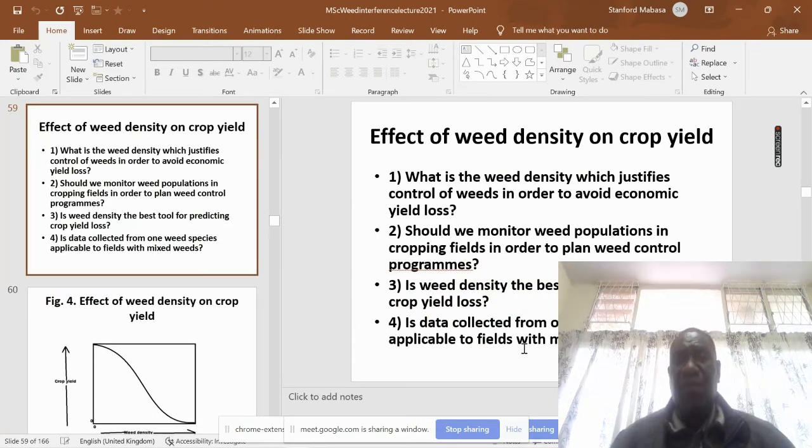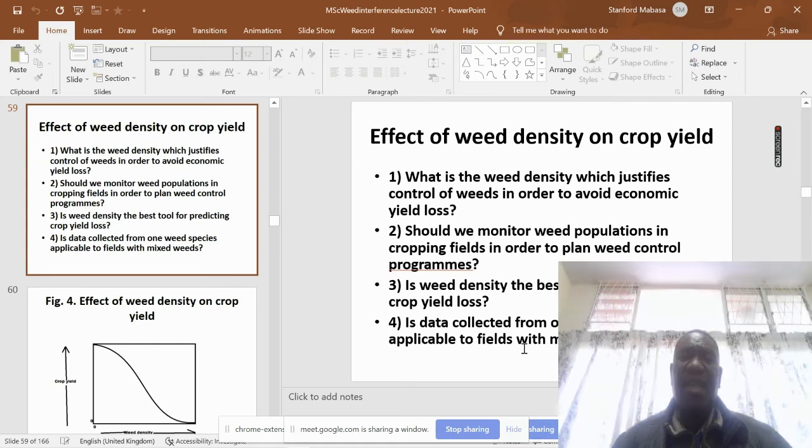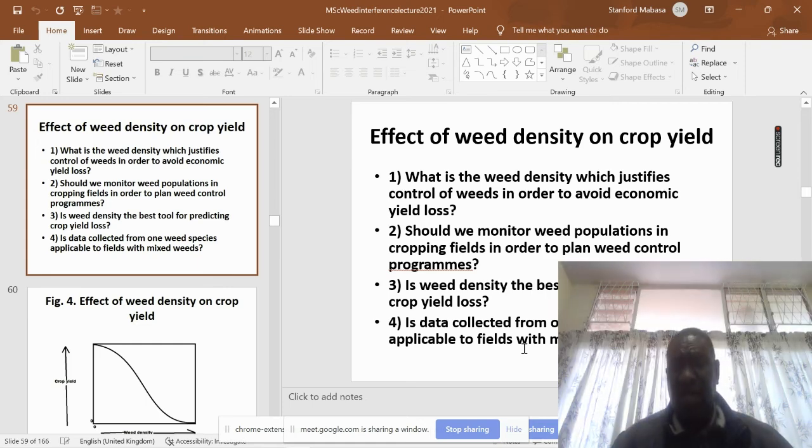Now, effect of weed density on crop yield. What is the density which justifies control of weeds in order to avoid economic yield loss? So these are some of the things which we wanted to find out.